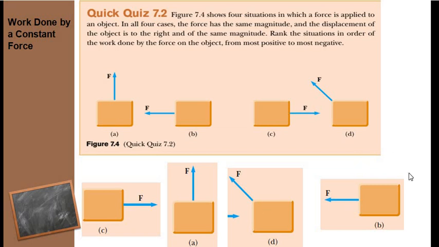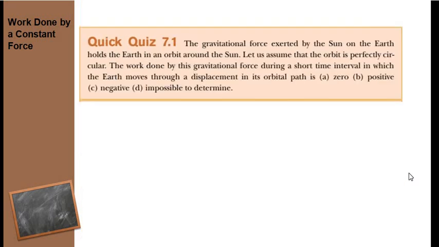Now let's look at the final question in this part of the series. Quick quiz. The gravitational force exerted by the Sun on the Earth holds the Earth in an orbit around the Sun. Let's assume that the orbit is perfectly circular. The work done by this gravitational force during a short time interval, please pay attention to the short time interval, in which the Earth moves through a displacement in its path. Now if we talk about a short time interval, that means we talk about a short displacement. And the question is, is this work zero, positive, negative, or impossible to determine?